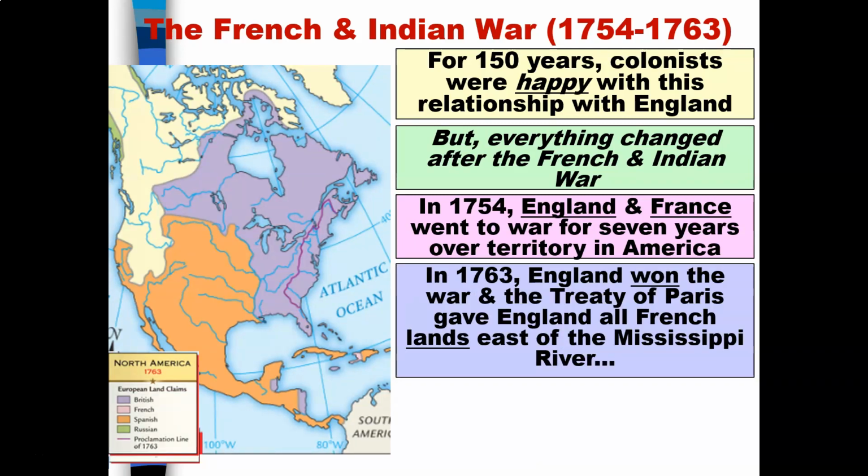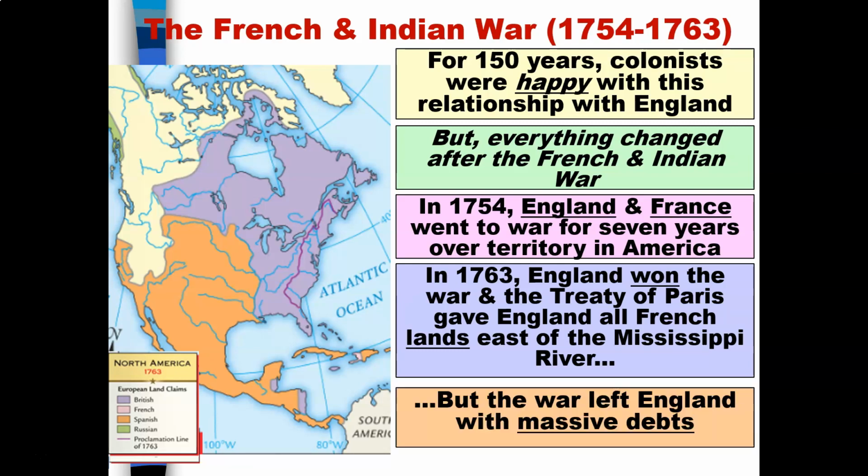In 1763, England won the war, and the Treaty of Paris gave England all French lands east of the Mississippi River. If you see the map to the left, this is North America in 1763. You see that the British control expanded further west, and you see also French areas that were controlled. You see the areas that were controlled by the Spanish, and also certain areas that were controlled by the Russians.